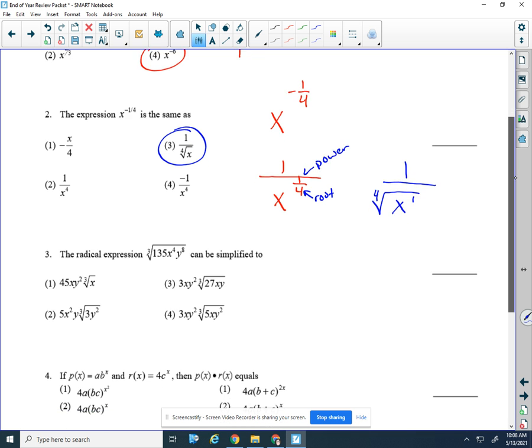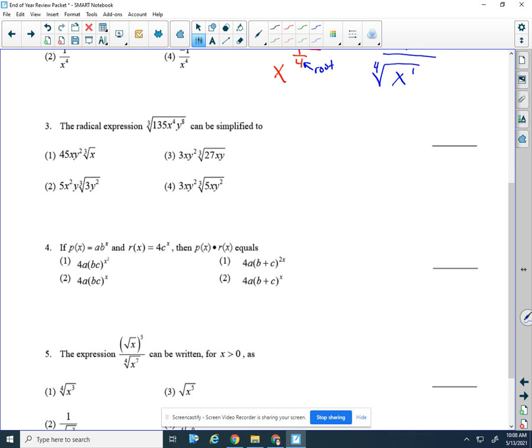And question number 3, the radical expression cube root of 135 x to the 4 y to the 8 can be simplified to, so I'm going to split this up. First, I'm going to do cube root of 135. And then I'm going to convert my radical from my variables into rational exponents. So x to the 4 over 3 and y to the 8 over 3. Maybe we can get away without dealing with that to get our correct answer.